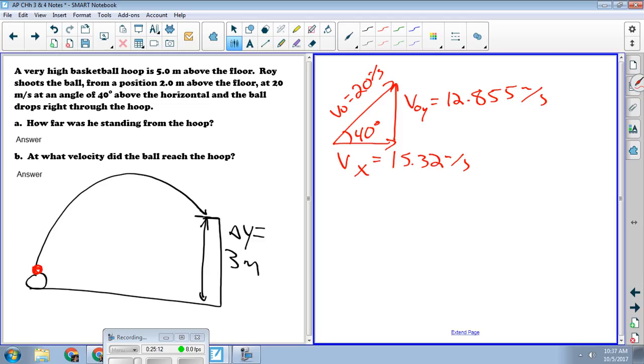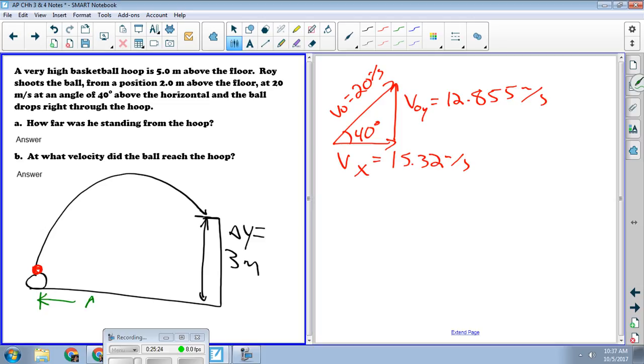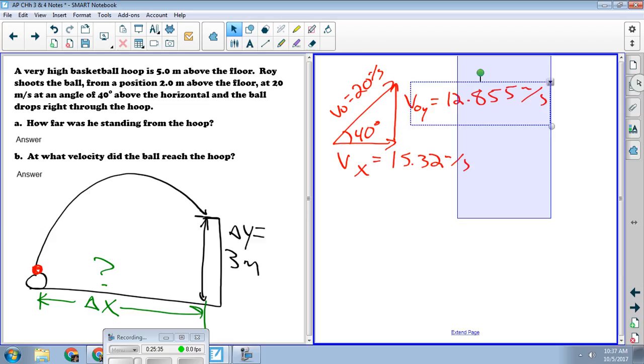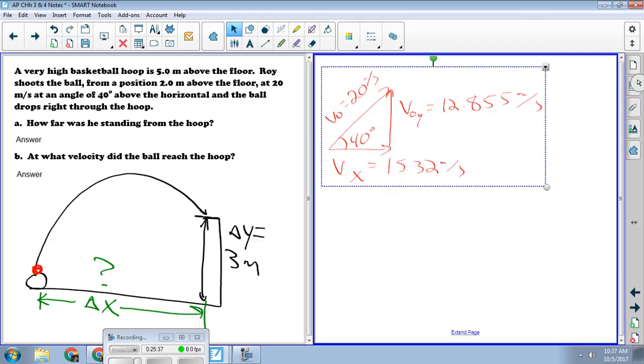All right, so now what I'm going to do is I'm going to make a list of all of the stuff I know horizontally, all of the stuff I know vertically. I guess it's probably worth noting what you're looking for. So specifically what I'm looking for here is how far did the ball go horizontally, right? That's what I'm trying to find. Okay? So let's write down all the stuff we know. I'm going to smallify this little drawing here because it's taking up too much valuable whiteboard space.